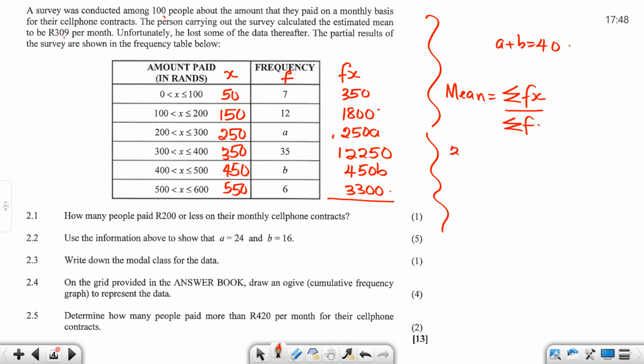All right. So our mean we're given as what? 309, right? We're given 17. Plus 250A plus 450B over what? Over 100. Okay, please let me know if we are okay here. We're just working it out manually now.